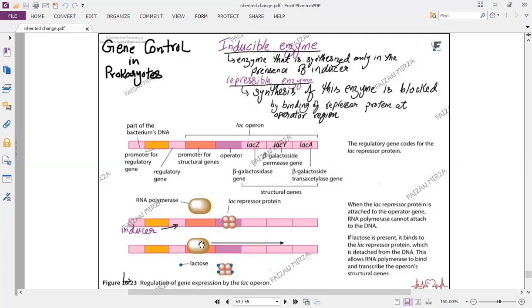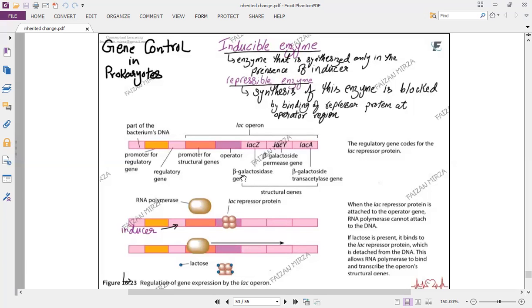So RNA polymerase comes and sits on the structural genes' promoter, and the structural genes start to undergo transcription. Beta-galactosidase gene, lacZ, lacY, the beta-galactosidase permease gene, and lacA, the beta-galactosidase transacetylase gene, they all start to undergo transcription, and then translation follows, which ends up making the proteins of these.